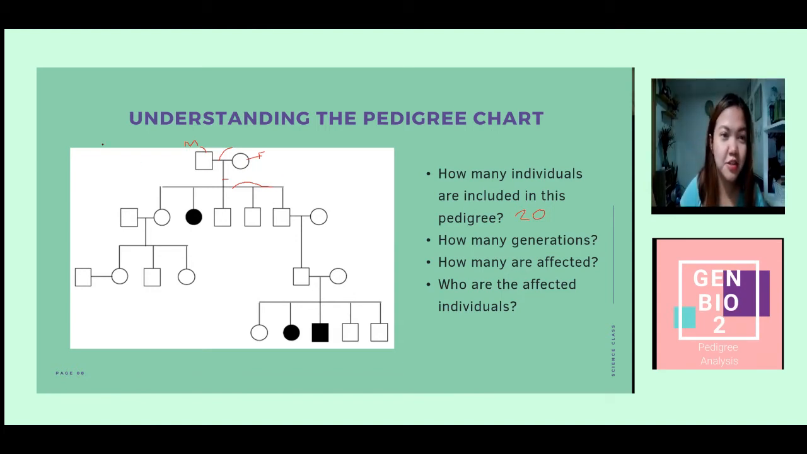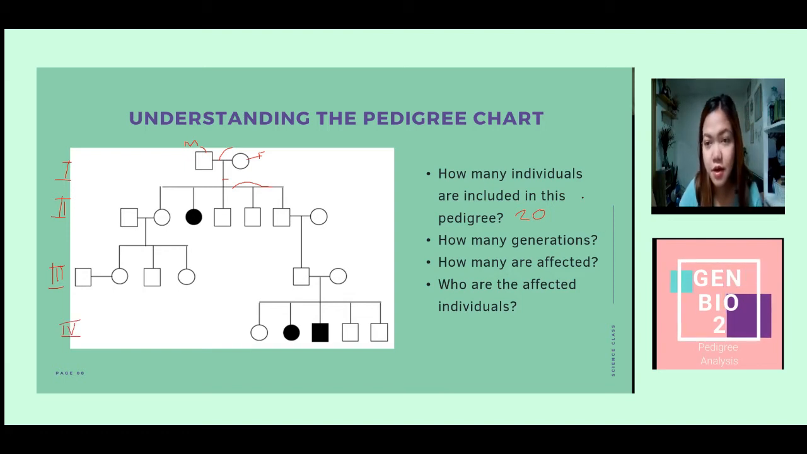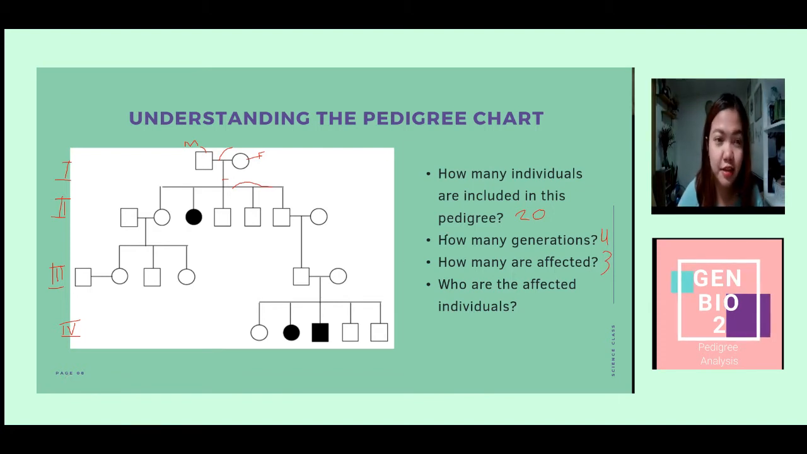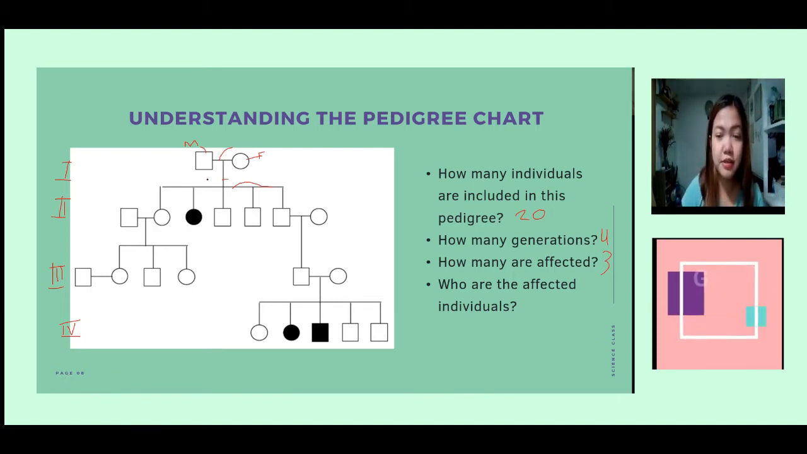We can know the generations by counting the lines, particularly how many levels there are. So we have 4 generations. How many are affected? Tatlo, kasi that's shaded. Those are the affected individuals. So for us to distinguish who the affected individuals are, kailangan natin muna silang i-identify.